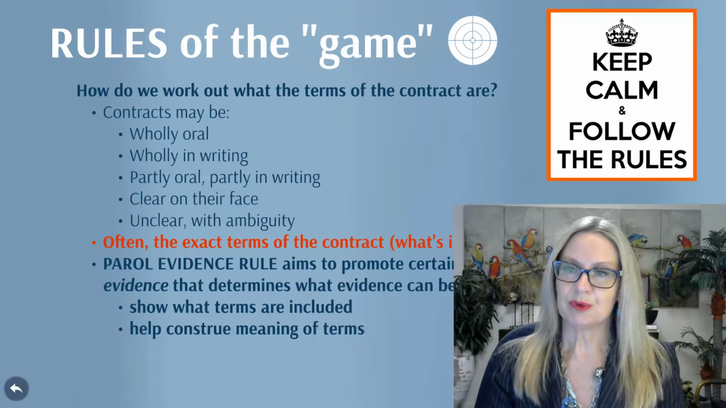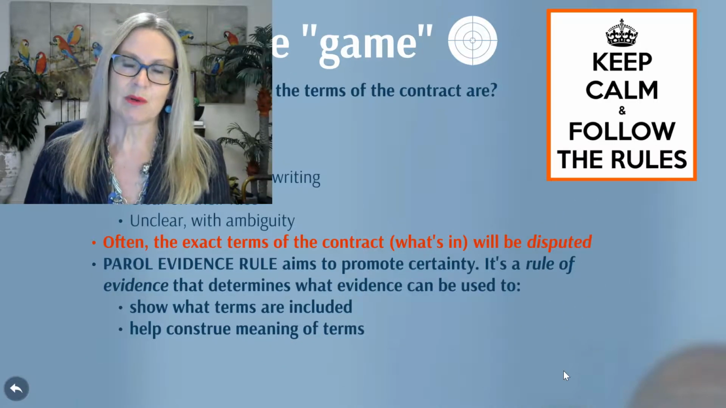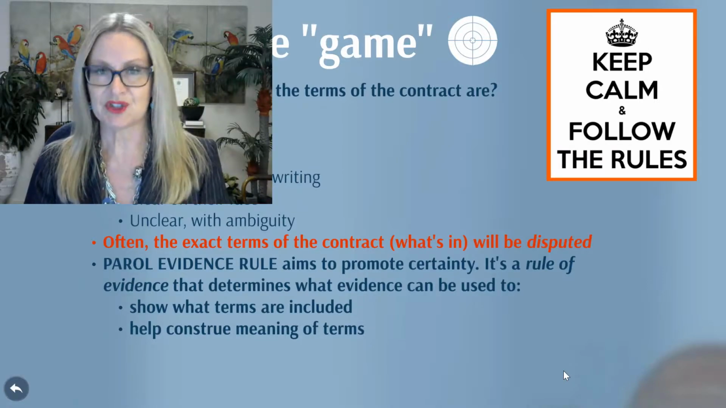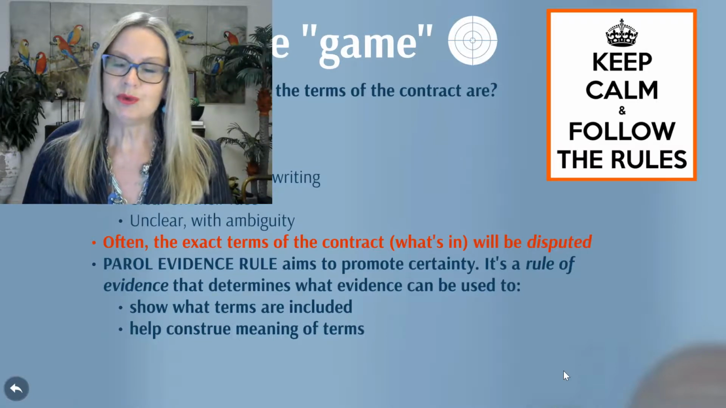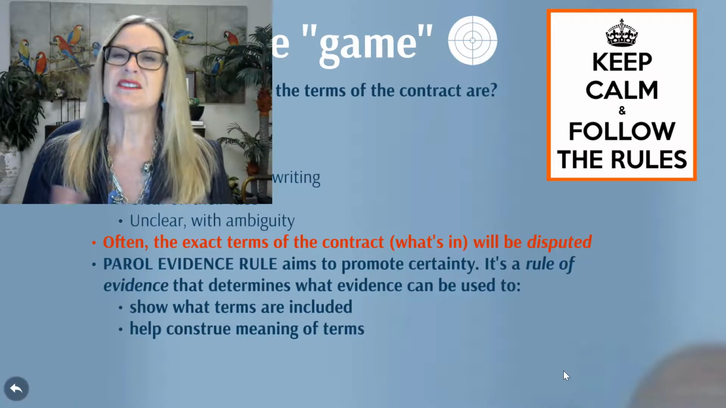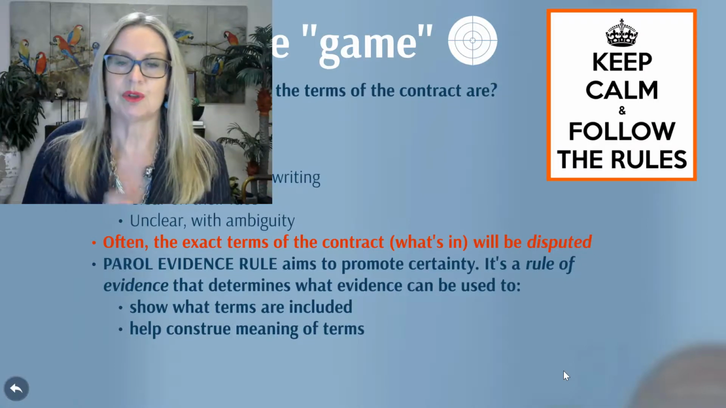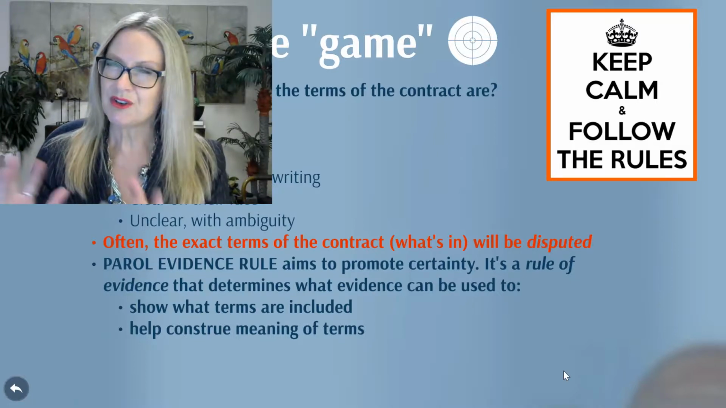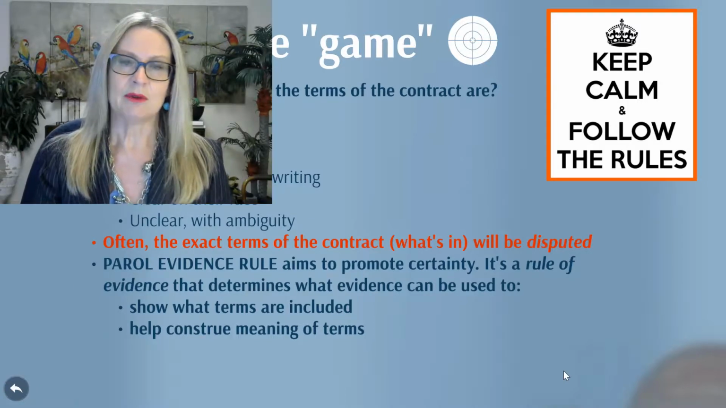The parole evidence rule, this is why I say keep calm and follow the rule. The parole evidence rule is really all about trying to introduce a little bit of certainty into the game, as I've lovingly called it. It's a rule of evidence that does a couple of things. First and foremost, it tells you what's in and what's out: what terms are included, what are not. It's also evolved into a rule that assists construction of contract terms as well, interpreting what they mean, and we'll look at that towards the end of this video.